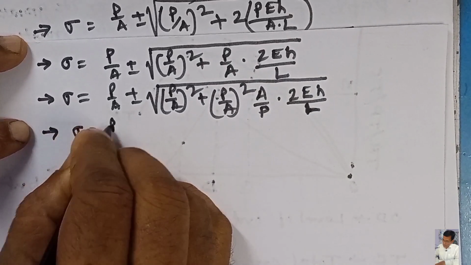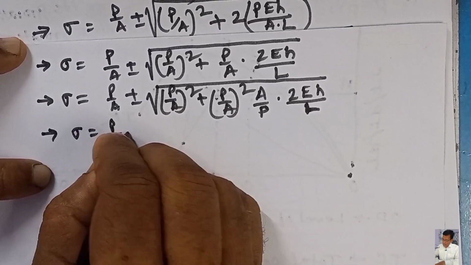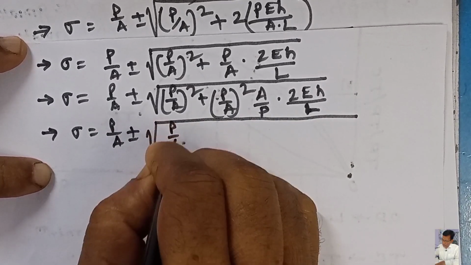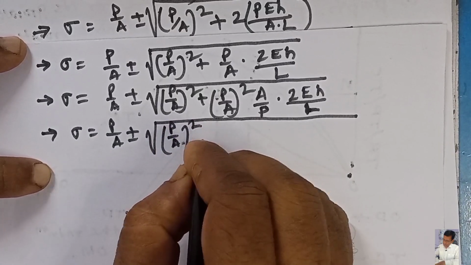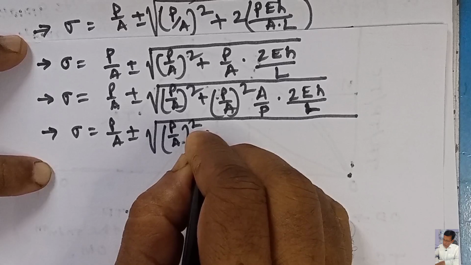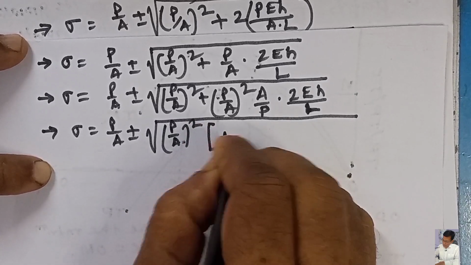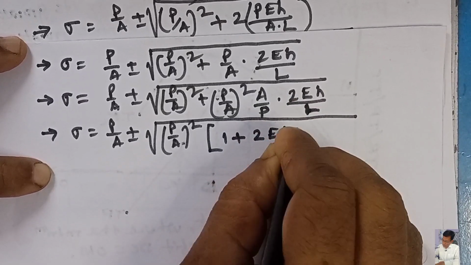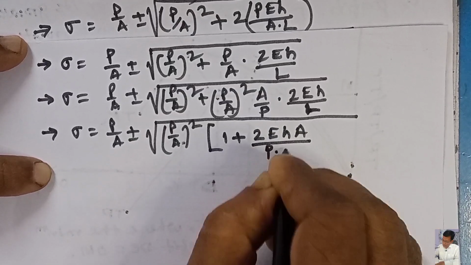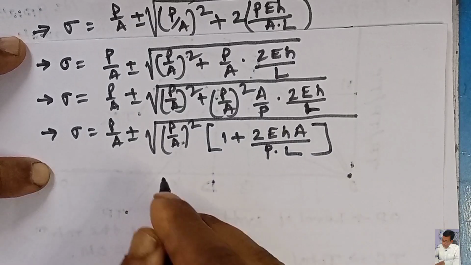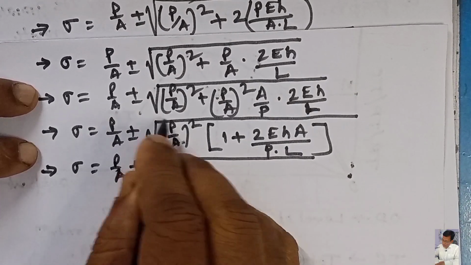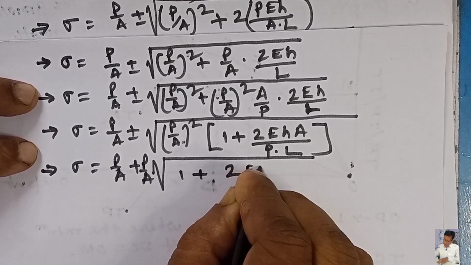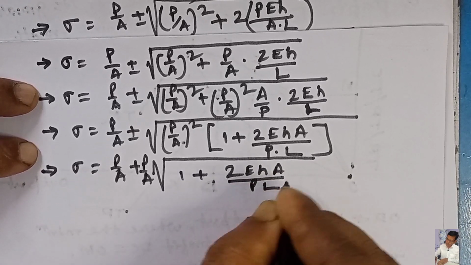Or sigma is equal to P by A plus minus root over P by A whole square common, 1 plus 2EHA divided by P into L. Take out P by A whole square root P by A, then this is 1 plus 2EHA divided by P into L.